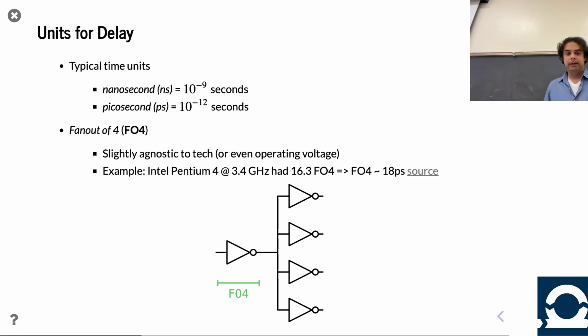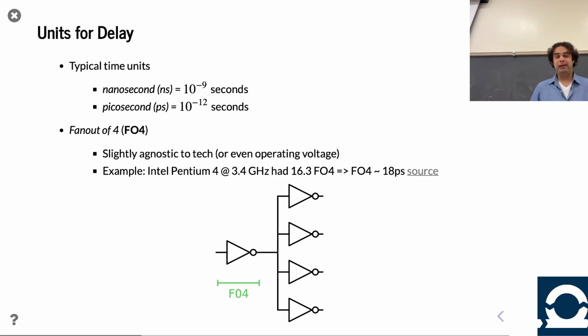So, for example, you see on the slide, back with the Pentium 4, which of course is more than 20 years ago, the fan-out-4 latency was 18 picoseconds, which is pretty fast, right? That's pretty quick. And so that entire processor's critical path was a 16.3 FO4 delay, which I know may not mean a lot to folks, but if you're a computer architect, if your processor is below 20, that's a highly, highly optimized design.